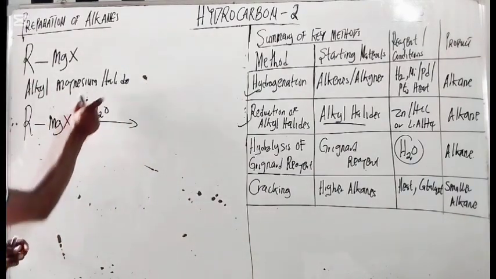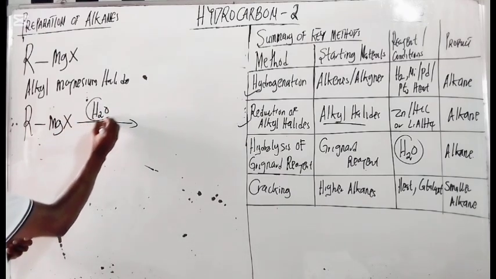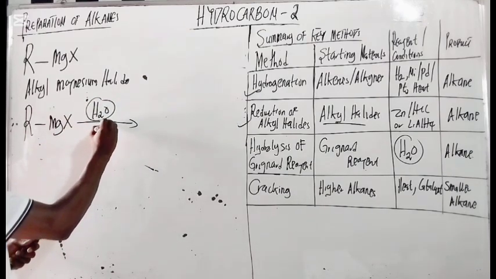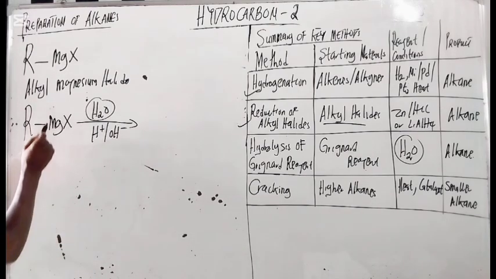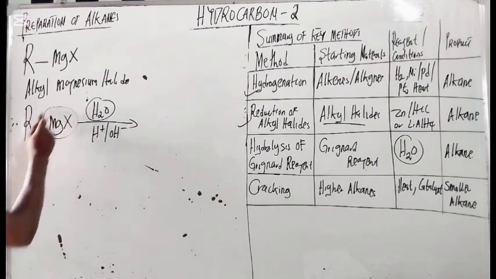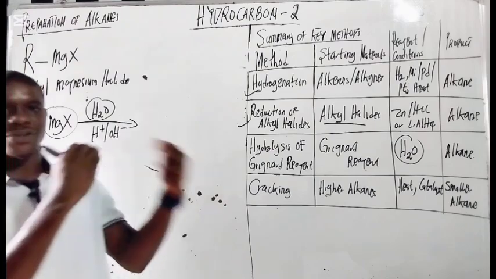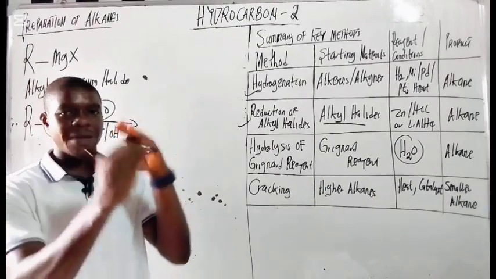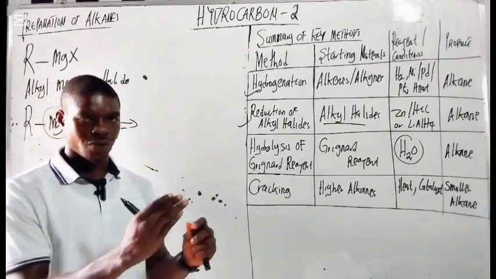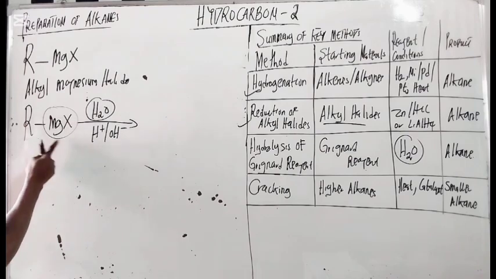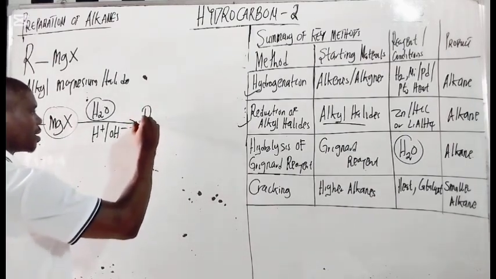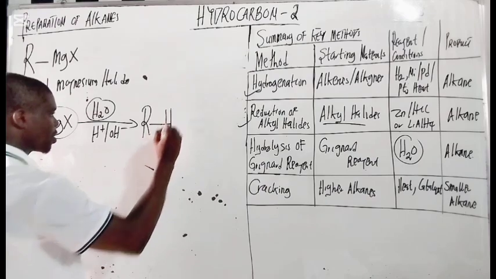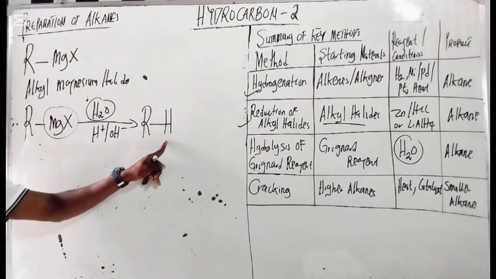Remember, you can split this water into H plus and OH minus, right? There's a mechanism for the reaction, a step-by-step method in which the reaction occurs. So you remove the magnesium halide and add hydrogen to it. So you have R and hydrogen. This is the main product.